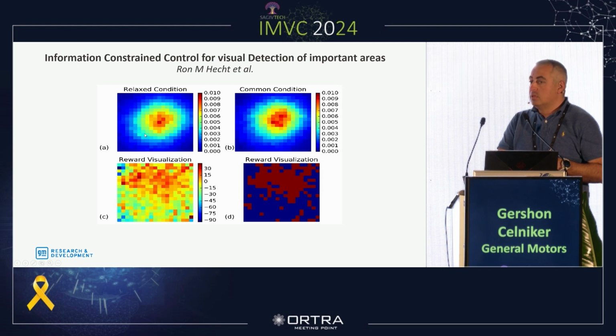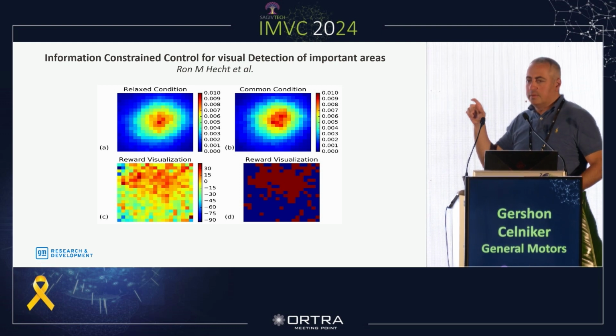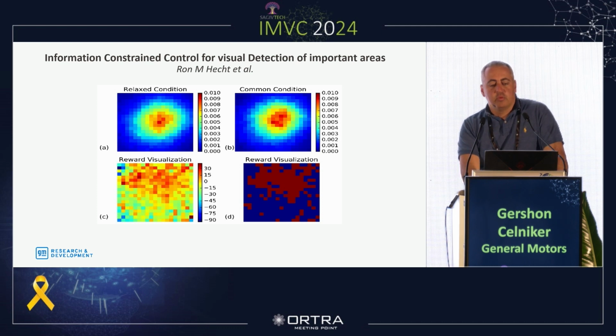We have the relaxed condition, and we have the workload condition. You see, both of them look quite the same. They look very, very condensed, and it's oval shape. But once you subtract between the two, you get something interesting. You actually get a map of reward. You get the map of importance. So in this case, what do you think the driver is doing? You can yell.